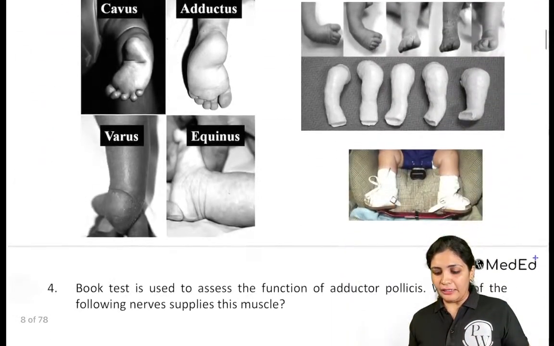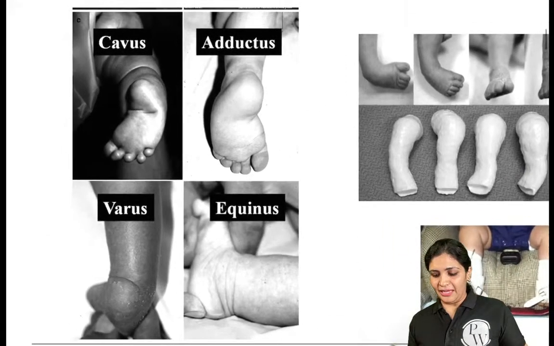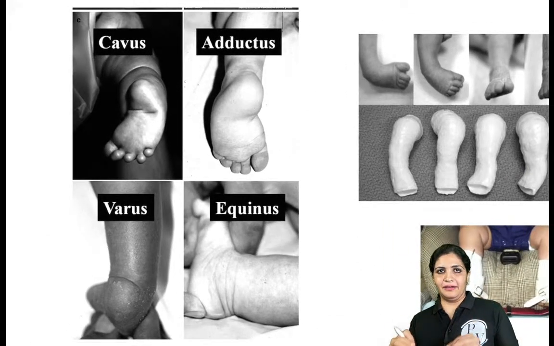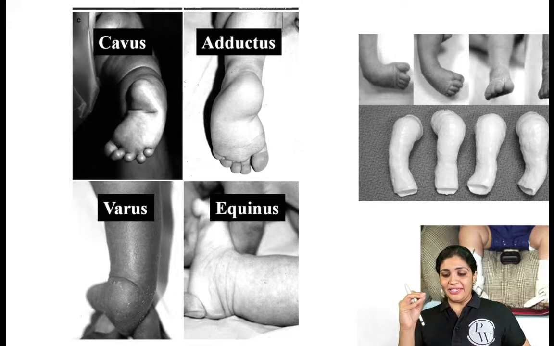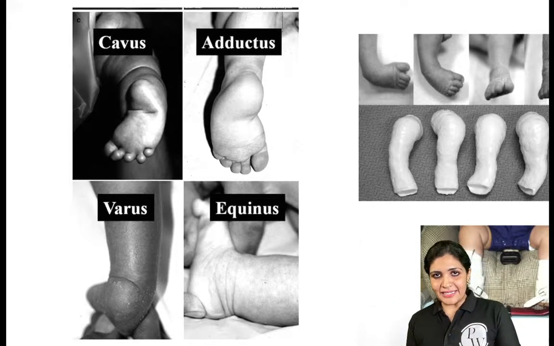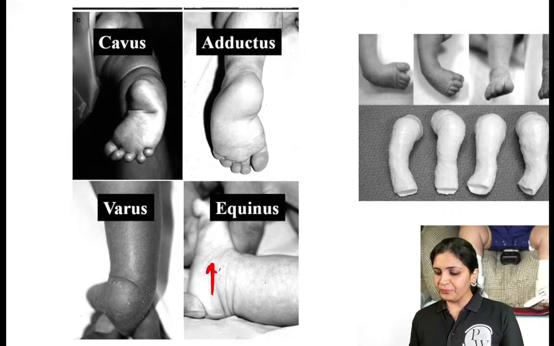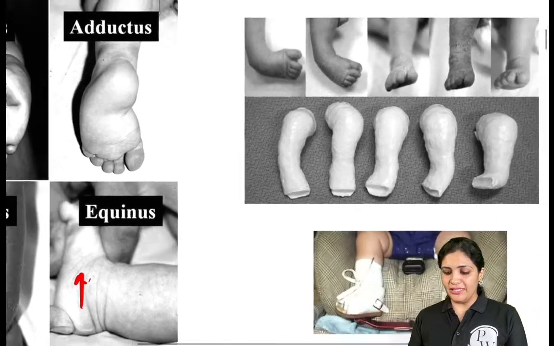So here for the picture memory, I have given again in the form of an image where you can see cavus clearly, adductus, varus, and equinus, right? So here the equinus, this is the equinus we test here, right? And what do you do when you see the CTEV?